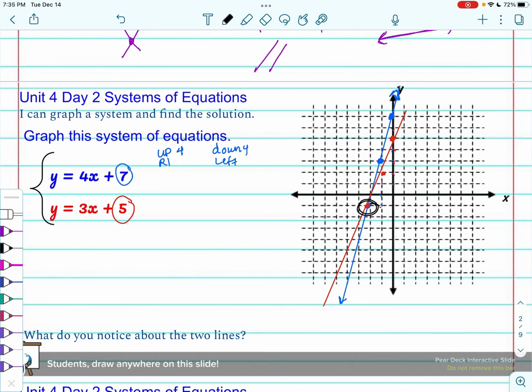The solution to this is -2, -1. So they cross one time. I do have a system of equations and a solution that is 1 point where they cross. So maybe I'll write that: this has one solution.